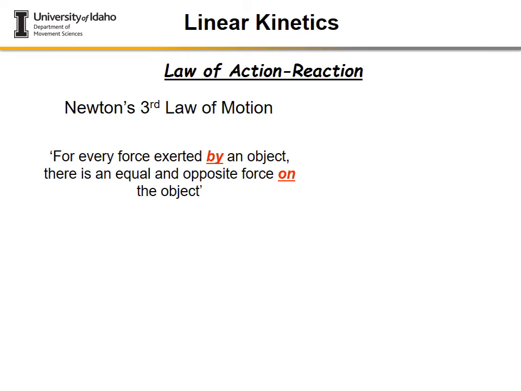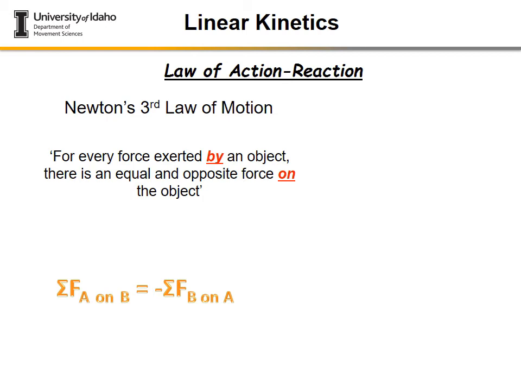Now, Newton's third law of motion, his law of action-reaction, identifies the interaction between two objects. This interaction is when one object exerts a force onto another, it's going to get an equal and opposite force exerted back onto itself. We'll walk a little slower through that. So if I have two objects, A and B, for every force exerted by an object, there's going to be an equal and opposite force on that object. So the equation looks like this.